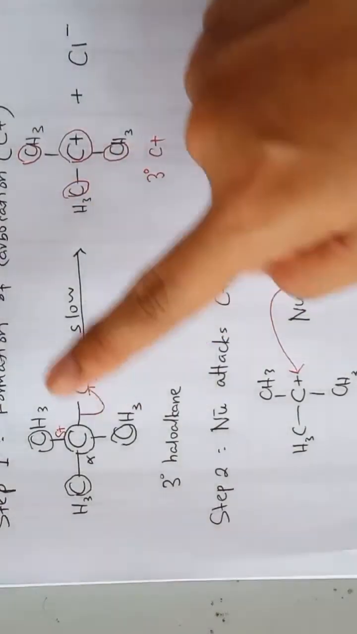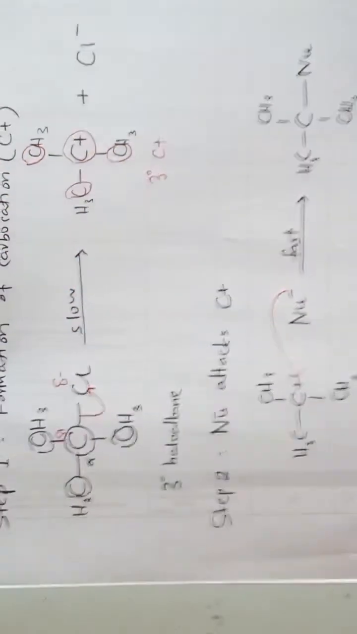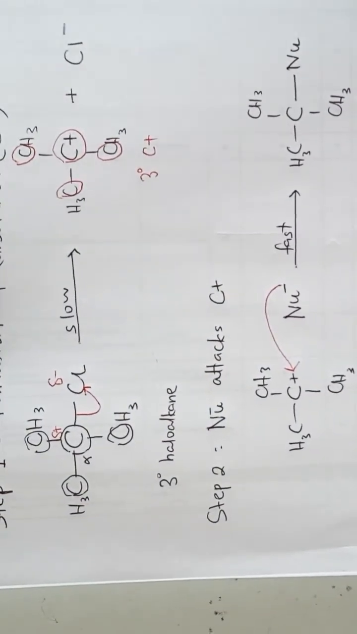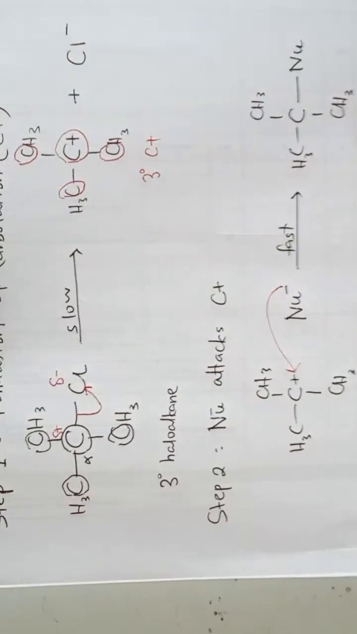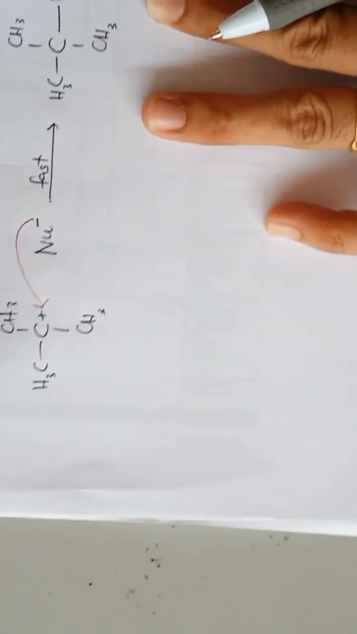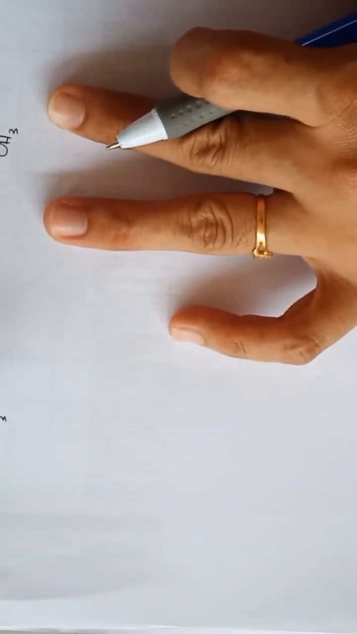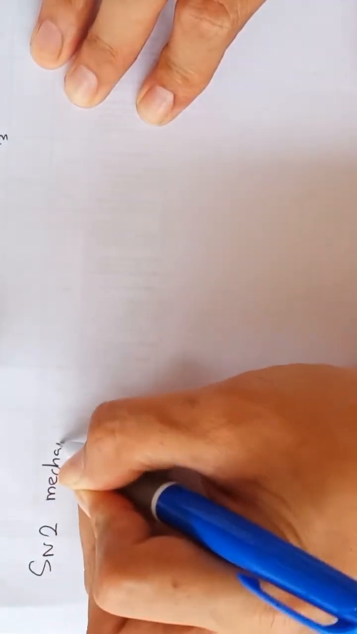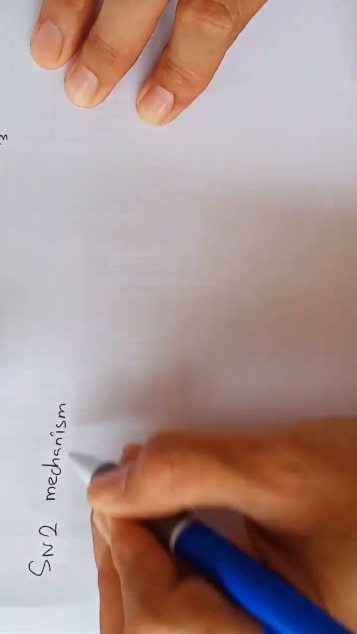First we form the carbocation, and we should form a tertiary carbocation for the SN1 mechanism, followed by step 2, where the nucleophile attacks the tertiary carbocation to form the product. Now for the SN2 mechanism, I'll show you. For the SN2 mechanism, you should see the difference between these two types of mechanism.